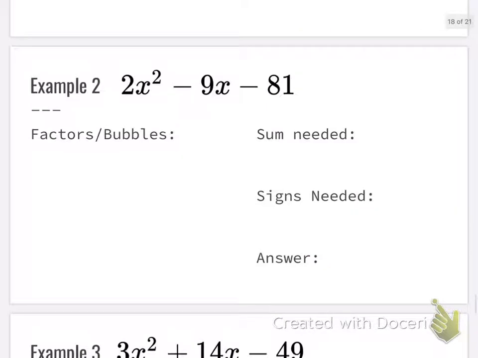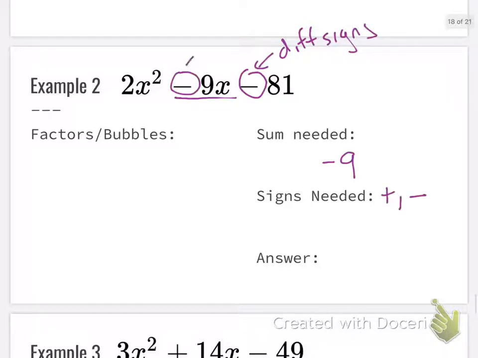Okay, we're going to try again. So now we have our sum of negative 9. We see that this tells us we're going to have different signs. So we're going to have one positive, one negative. And this one tells us the bigger number is going to be negative.